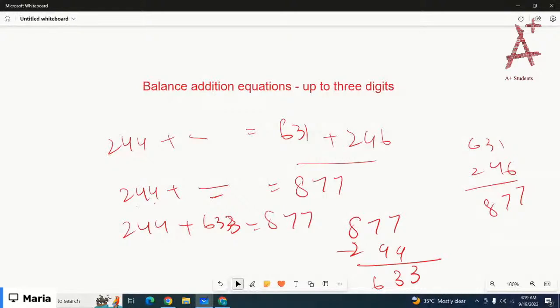And that is exactly what balancing the equation means. If you add 633 to 244, their sum equals 877, and 877 is also the sum of 631 and 246.